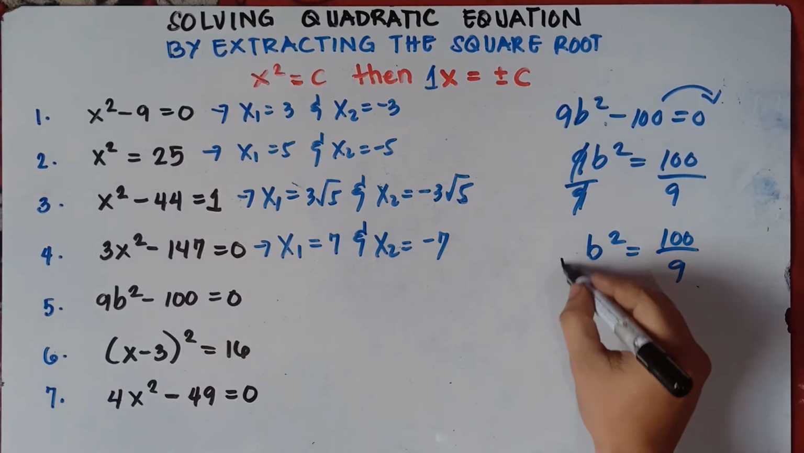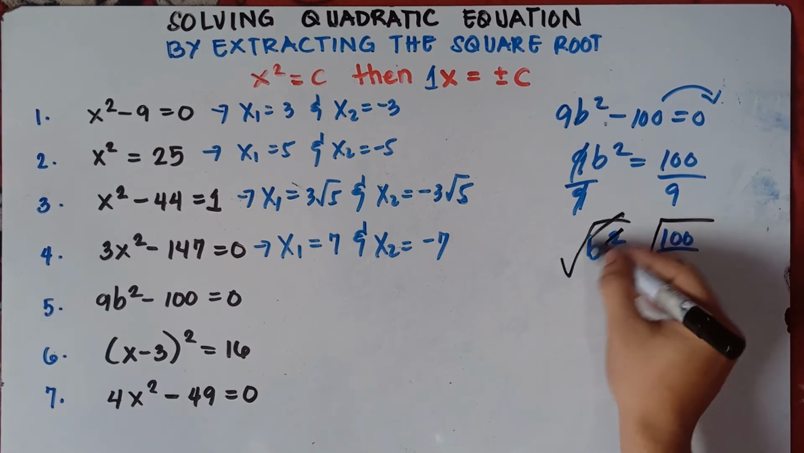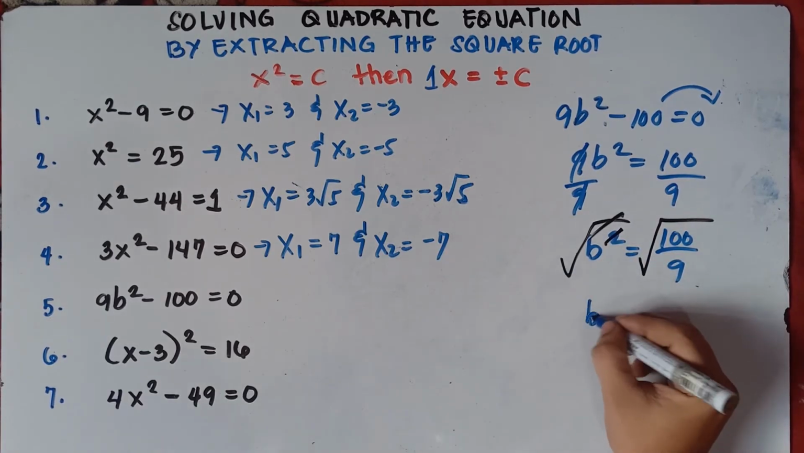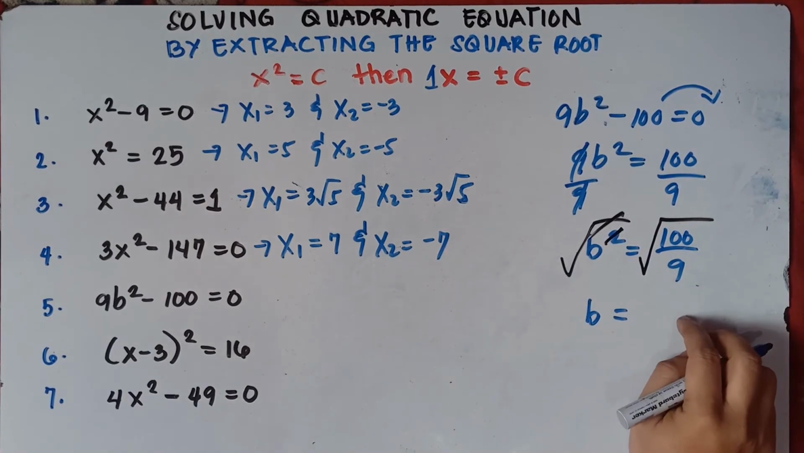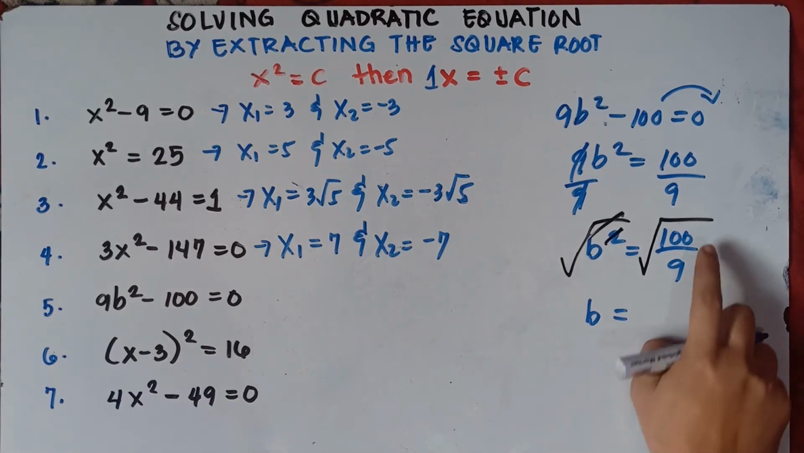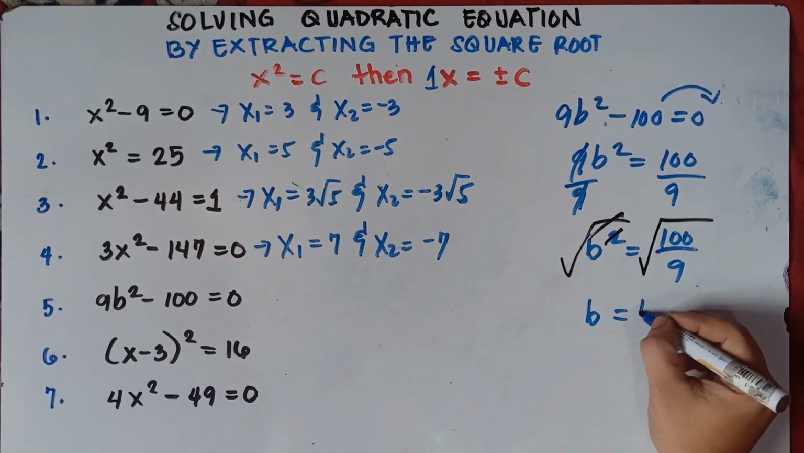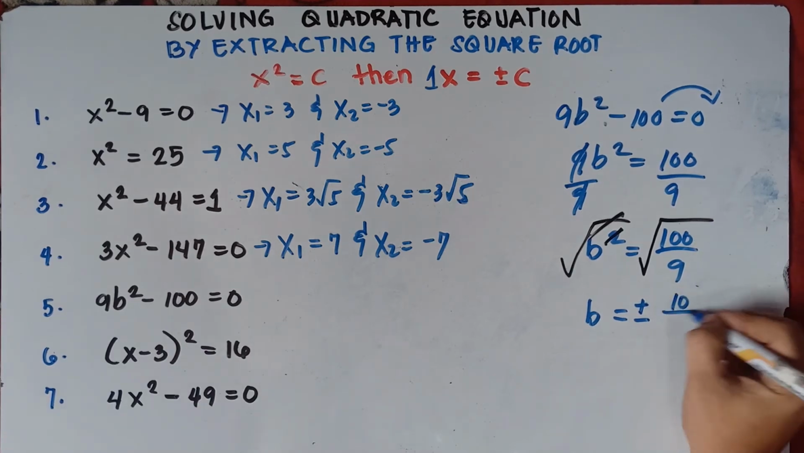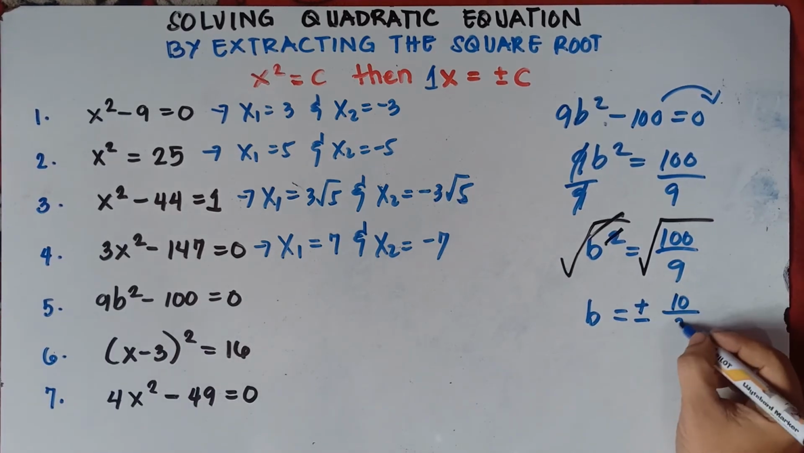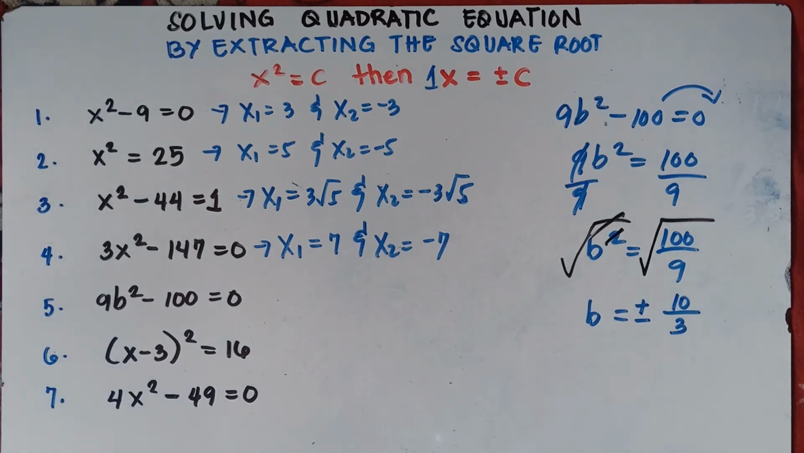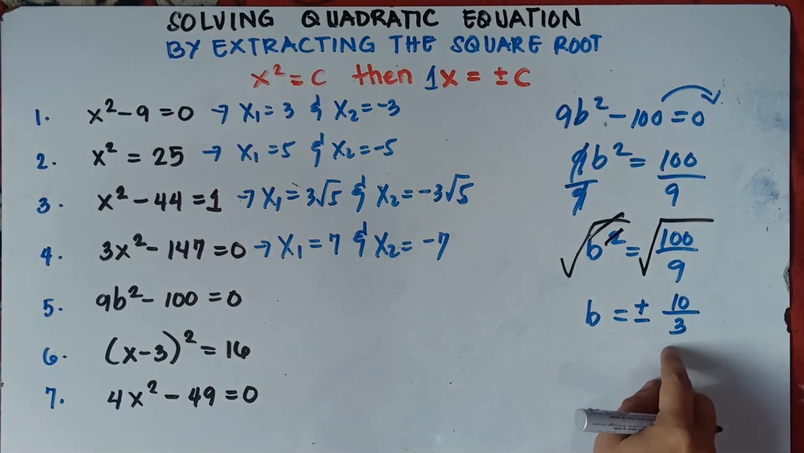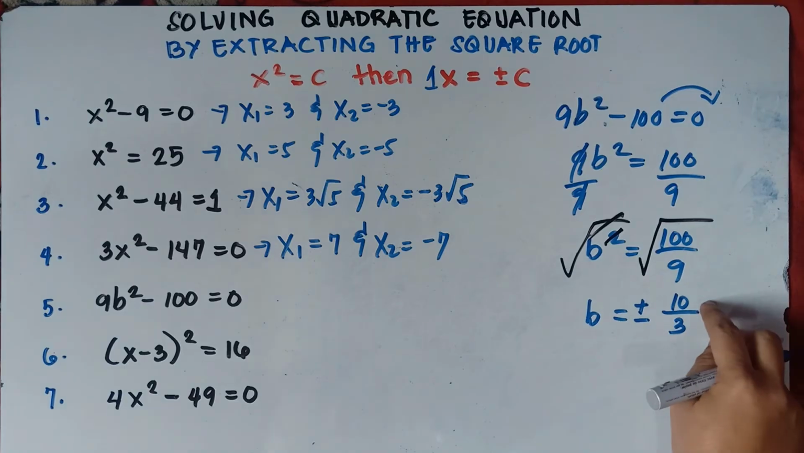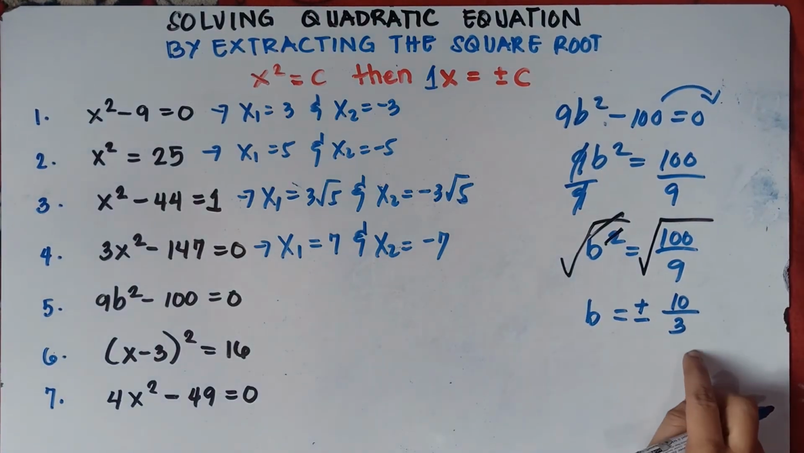So extract the square root of both sides. Cancel this out. So this will be b equals the square root of 100, which is 10 because 10 times 10 is 100. So once again, we put positive then negative. Square root of 100 is 10. Square root of 9 is 3. So our answer is positive, negative, 10 over 3.